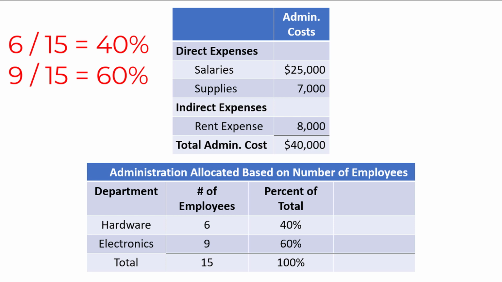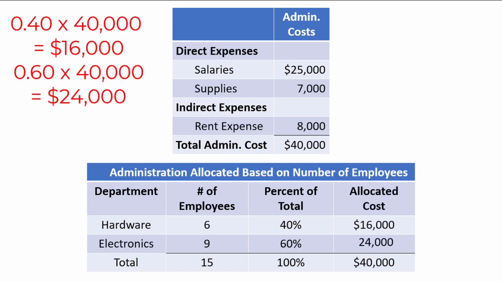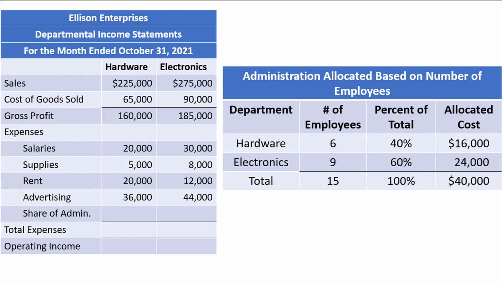This tells us that 40% of the employees work in the hardware department and 60% work in electronics. Multiplying the percentages by the total administration cost of $40,000, we get $16,000 for hardware and $24,000 for electronics. The two values sum to the total administration cost of $40,000. Now we can finally complete the departmental income statements.